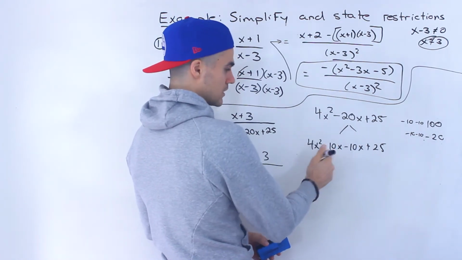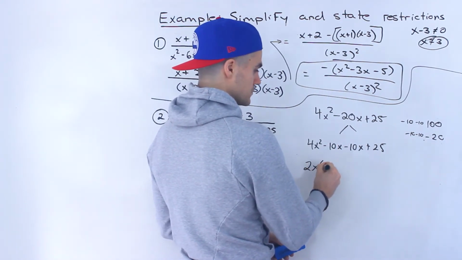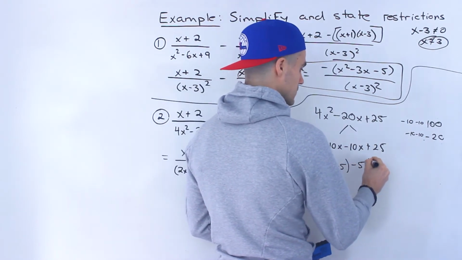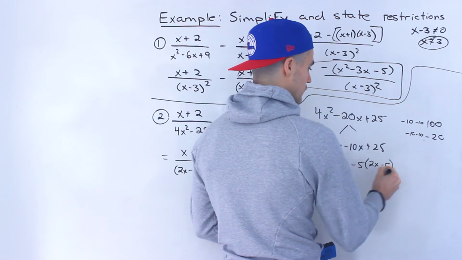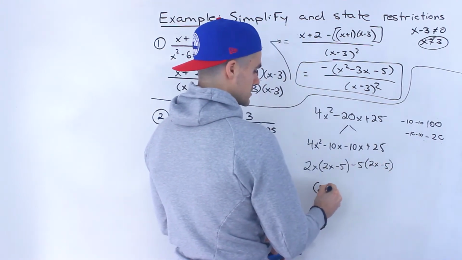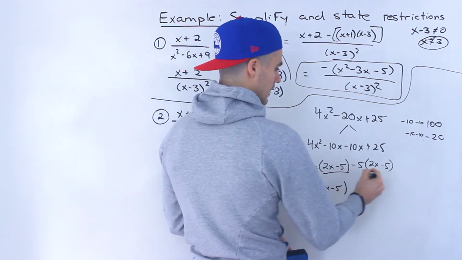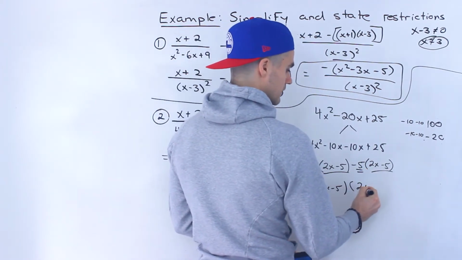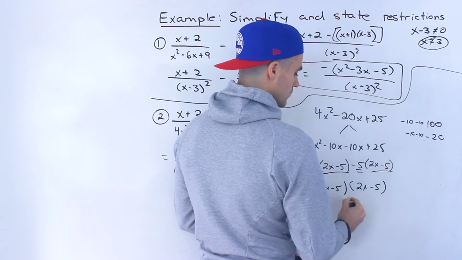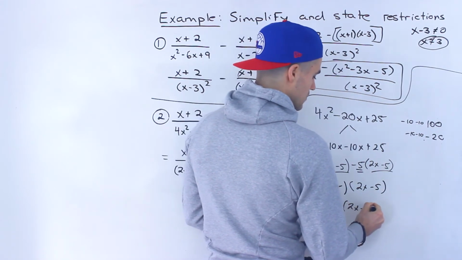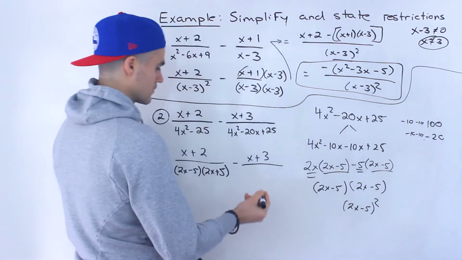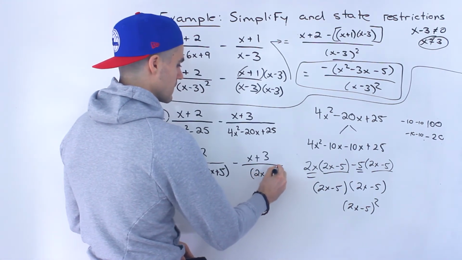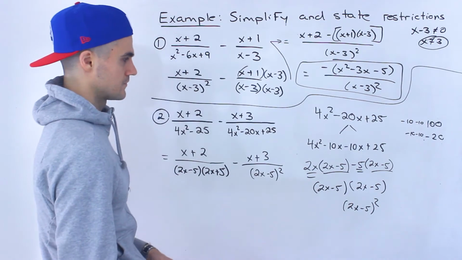So we could take out a 2x over here. So we'd be left with 2x minus 5. And then notice from here, we could take out a minus 5. So we'd be left with 2x minus 5 over here. Take out the 2x minus 5, right? What are we left with? 2x minus 5 again. So this is actually a perfect square trinomial. It factors into 2x minus 5 to the power of 2. Right, so this would be 2x minus 5 to the power of 2, like that.